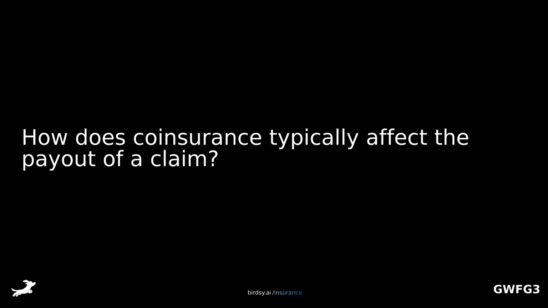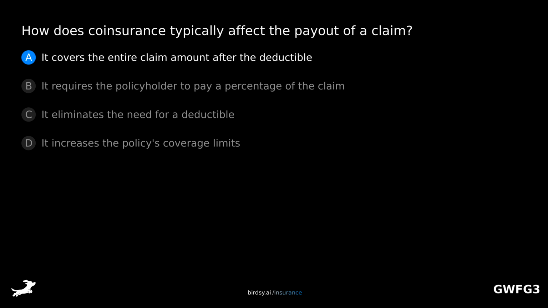How does coinsurance typically affect the payout of a claim? Is it A, it covers the entire claim amount after the deductible? B, it requires the policyholder to pay a percentage of the claim? C, it eliminates the need for a deductible? Or D, it increases the policy's coverage limits? The answer is B, it requires the policyholder to pay a percentage of the claim.